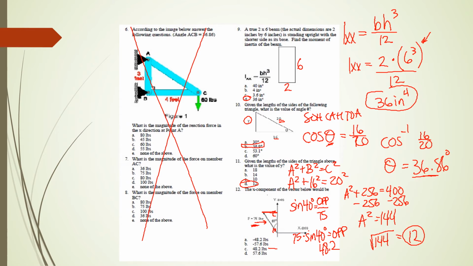But you got to be careful. Don't just jump and pick C. C is actually incorrect because right here, this is 0, 0. So if this is 0, 0, this is going to be 1, 2, whatever, in the positive direction. Anything that goes this way is going to be a negative number. So my answer is negative 48.2. So that's A.